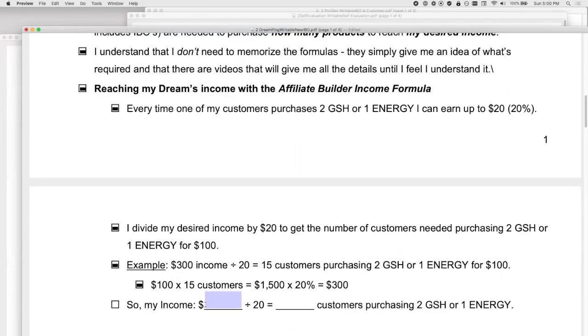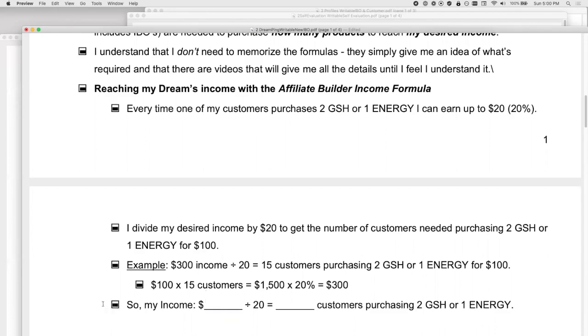So let's put in your income right here. What was the income you came up with? Put that in there, divide that by 20. That tells you exactly how many customers you will need, including IBOs in your organization, buying at least 2 GSH or 1 energy every month. It is that simple. That's the only formula you need to know if you're doing the affiliate builder.